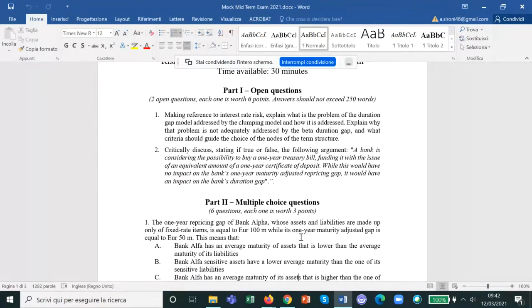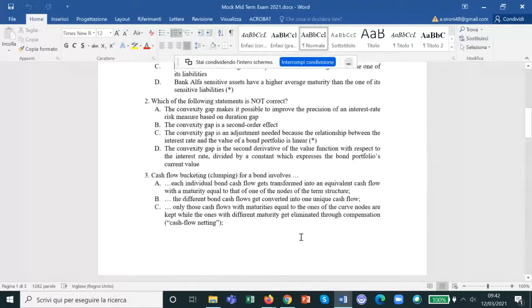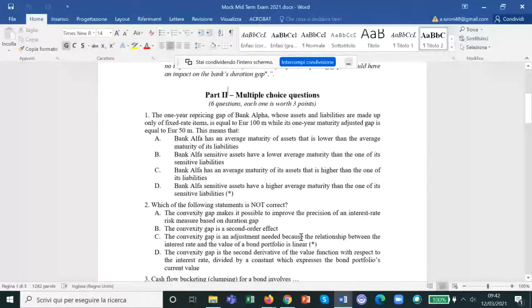You will have 30 minutes for the midterm exam, and the two open questions are each going to be worth 6 points, while the multiple choice questions will be worth 3 points. The correct answer will be worth 3 points. The other alternatives could be worth 0. They could be worth 1 if it is not completely incorrect. But if it's completely incorrect, it could also be worth -1 when we believe that the answer is completely incorrect.